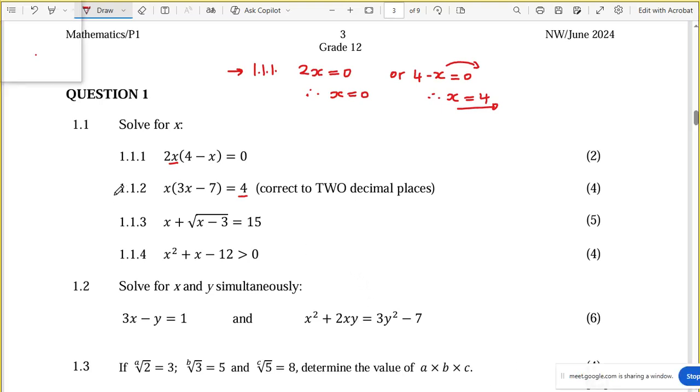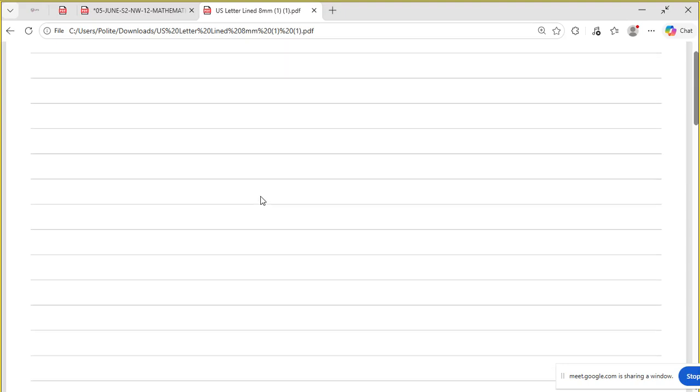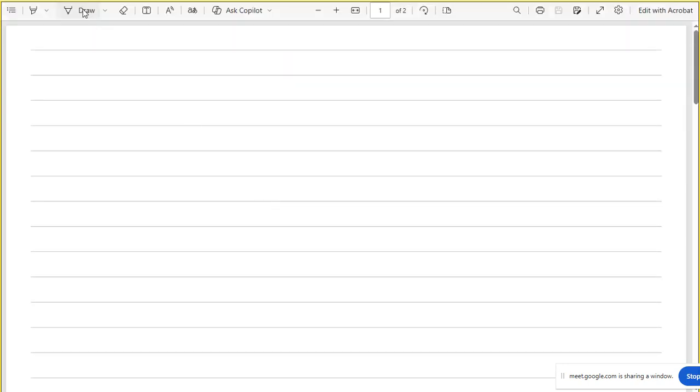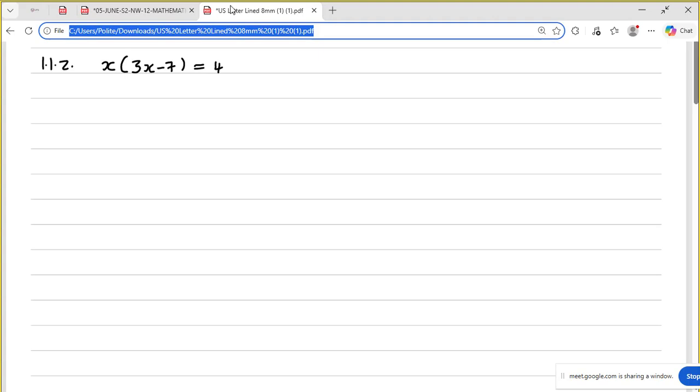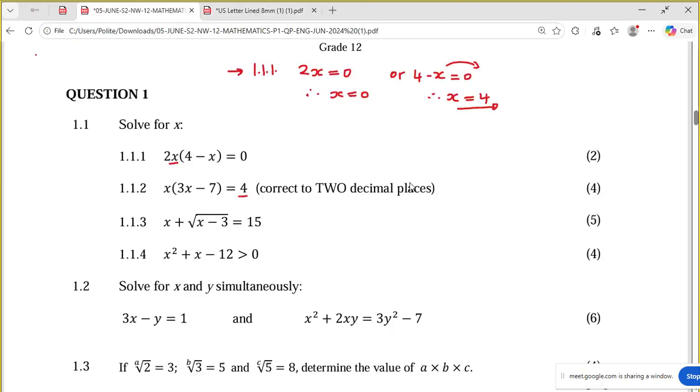I'm just going to look at what I'm given here. I'm given 1.1.2: x into 3x minus 7. Let's go and work on that problem. So this is what we have, x into 3x minus 7, equated to 4, and they say correct to 2 decimal places. Mpo said that if you see the statement correct to 2 decimal places, it is basically telling you that you need to use the quadratic formula.